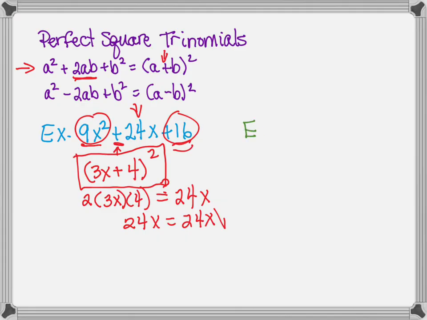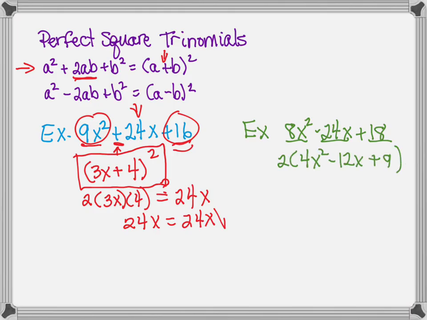Let's look at a second example. 8x squared minus 24x plus 18. Okay, so we've got three terms. There is no greatest common factor here. Oh, wait, yes there is. All of these are even numbers. We can factor out a 2. When we factor out a 2, we're left with 4x squared minus 12x plus 9.